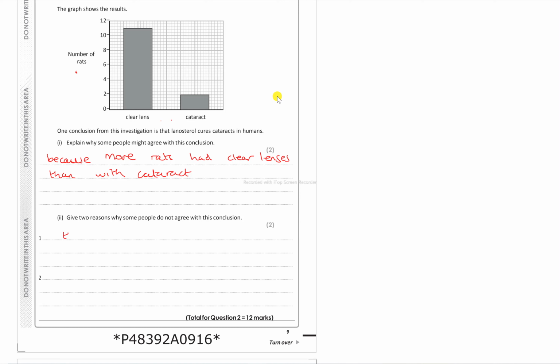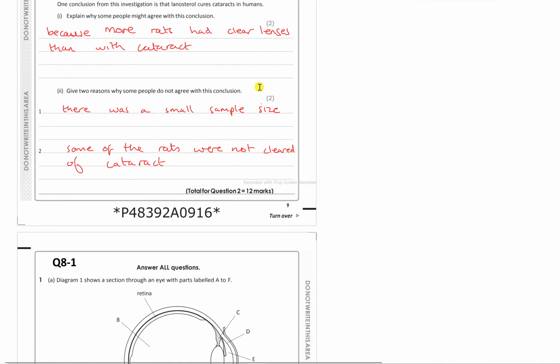Give 2 reasons people may not agree with this. There was a small sample size. So you need a large sample size to be convinced that it works. Secondly, some of the rats were not cleared of cataract. There you go.